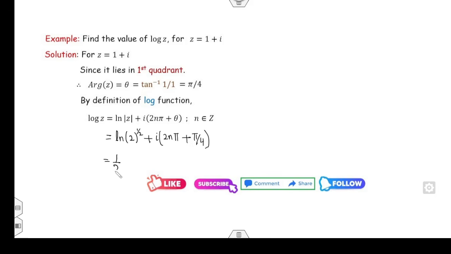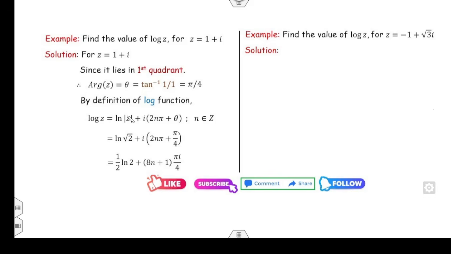I can take a half outside, ln of 2 plus I can take (2n plus 1 over 4) pi as common, pi iota, where n is my integer. Fine. Or you can take 4 as LCM and so on. तो आप यहां से भी देख सकते हो, for the different values of n, log of 1 plus iota has different values. Shall we look at the next one?